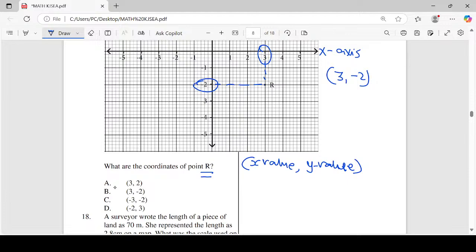The correct choice is choice B. 3, -2. Remember, I've given you a secret here. When you're writing a coordinate, you start with the x value, comma, y value. That's how you always write a coordinate.